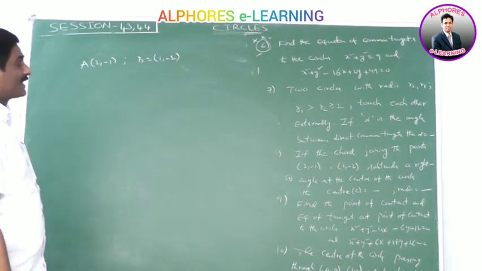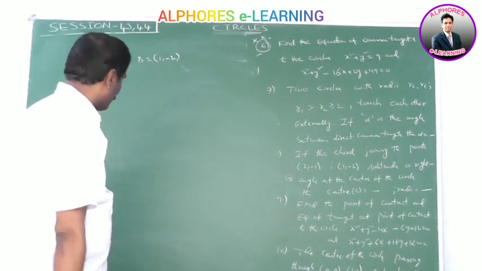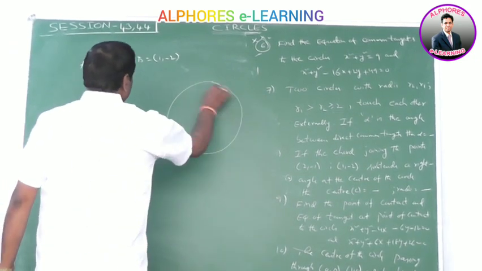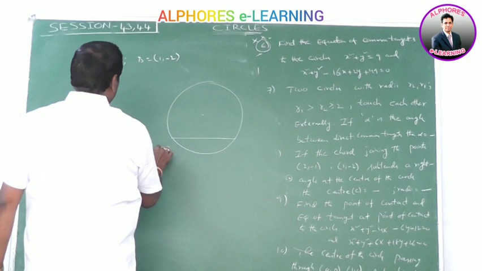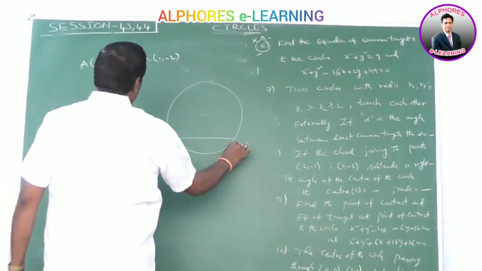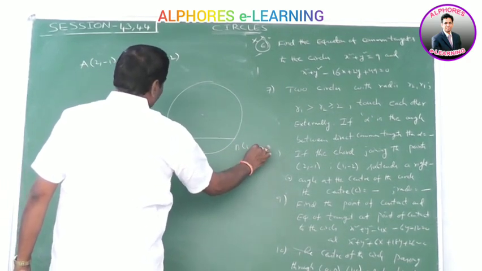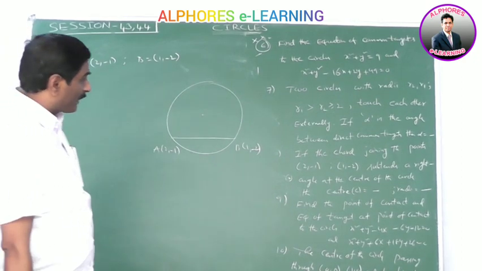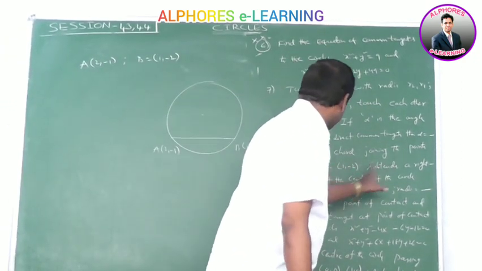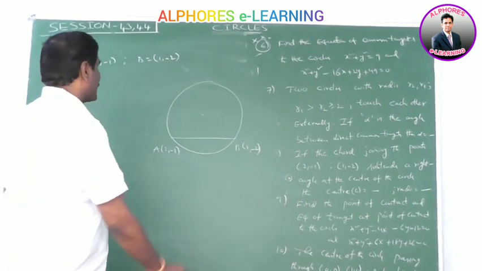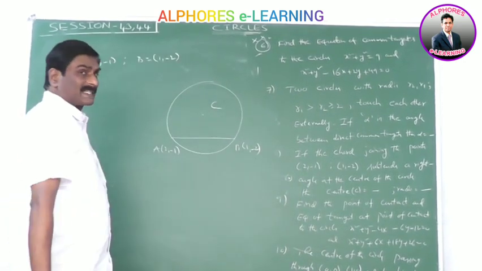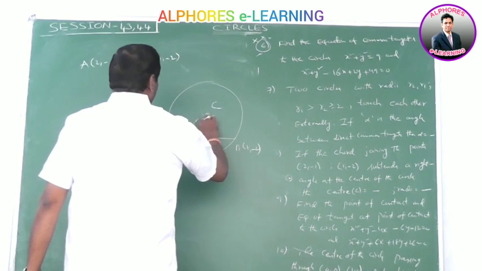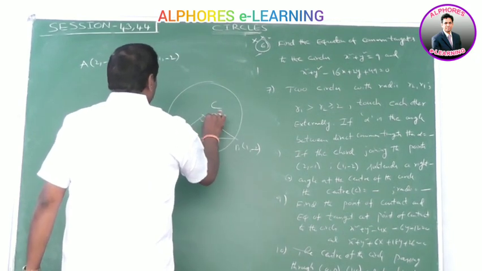These are the endpoints of the chord. Okay. So this is one of the circle. A is 2 comma minus 1, B is 1 comma minus 2. This chord subtends a right angle at the center. That means, say C is the center of the circle. Join AC and CB. This angle is equal to 90 degrees.